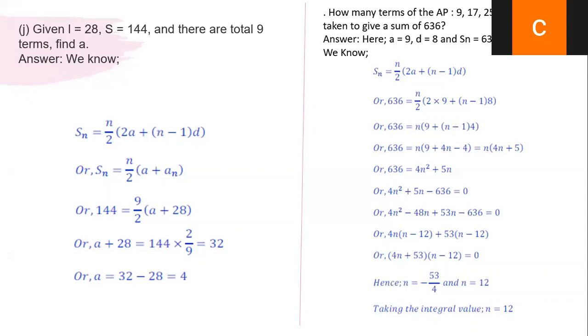Yes, got the answer, children. Here we apply n value, Sn value 636, n by 2, 2 into 9 plus n minus 1 into d value they gave, 8. And 12 is the answer. So 636 is equal to n into that, if you cross multiply.